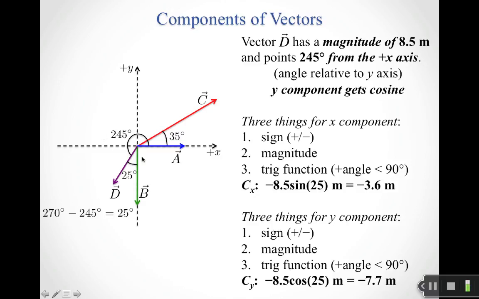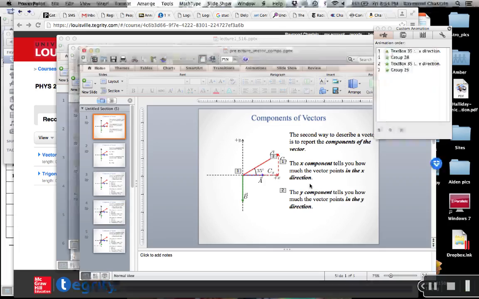So this is the game that we want to get very good at playing very quickly in terms of breaking vectors up into their components. If your vectors lie along coordinate axes, it's fairly easy. Figure out which component gets 0, what the sign is of the other component, and all the magnitude goes with the non-zero component. For vectors that don't lie along a coordinate axis, like C and D, then I need to figure out the sign, magnitude, and which trig function to use for both components. But that's basically the game that we're going to play.